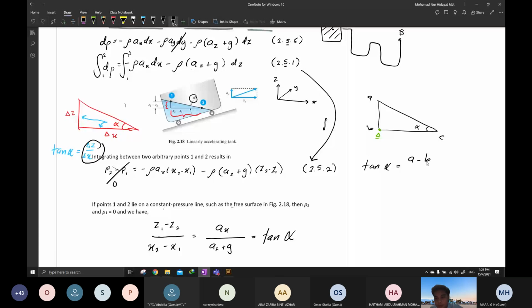This is opposite and this is adjacent. How do we get the positive of the denominator? B minus C or C minus B? How do we get positive? Okay, this is your 0. To the right, is it positive or negative? Positive. That means C minus B or B minus C? C minus B. Now you understand? Let's say this one, tangent alpha.